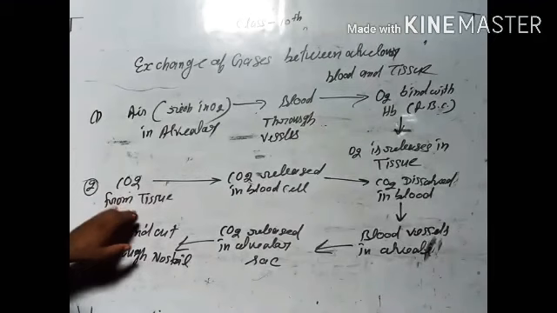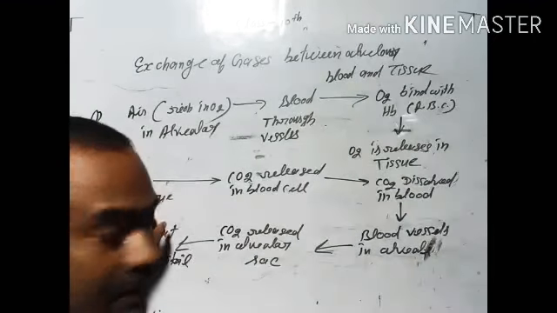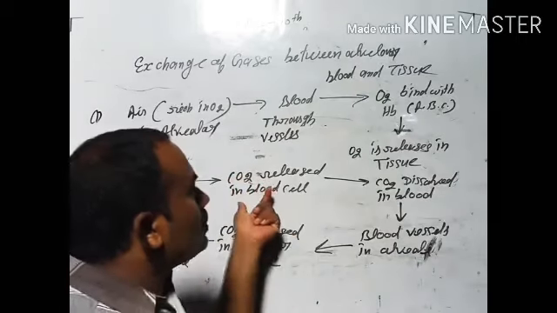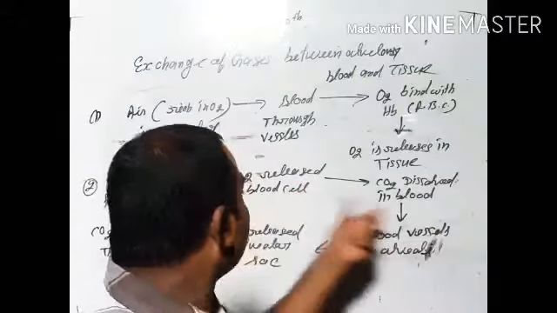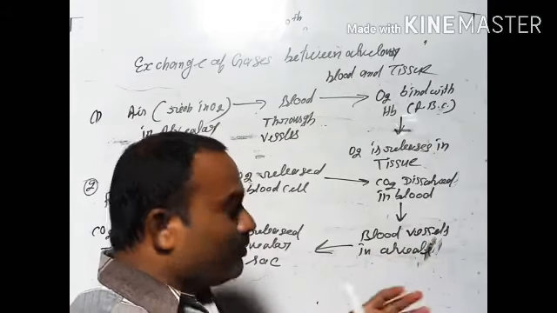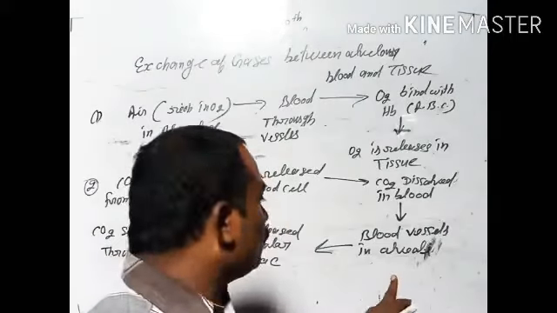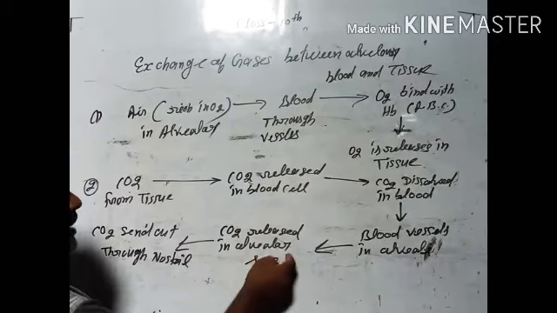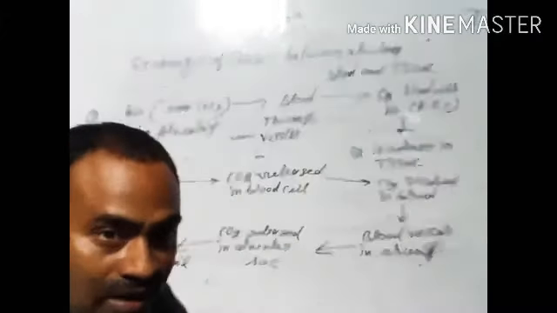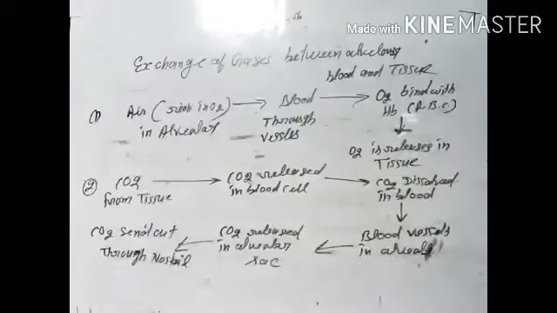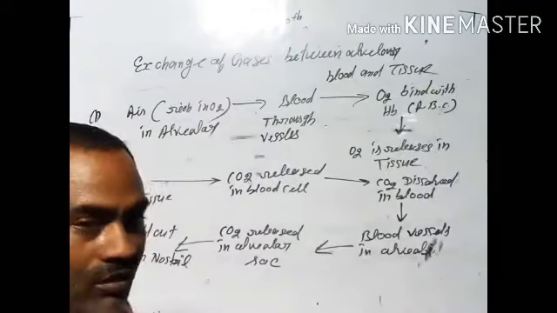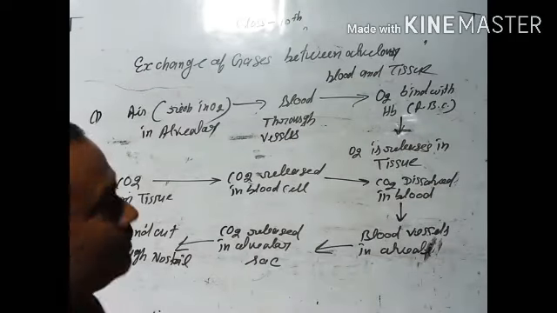Then the second step: the CO2 present in the tissue is also released into the blood cell. Then CO2 dissolves into the blood. After CO2 is dissolved into the blood, the blood vessels in the alveoli send the CO2 into the alveoli. After some time, CO2 is released into the alveolar sac. The alveolar sac is a small drop-like structure. After some time, the CO2 is sent out from the nostril. This is the way of oxygen and CO2. Okay, note it.